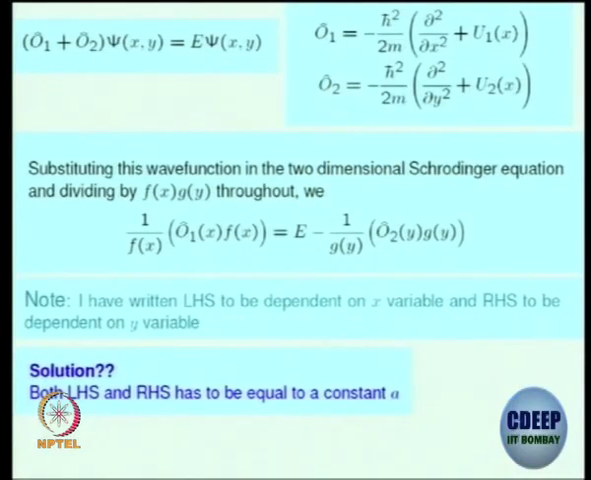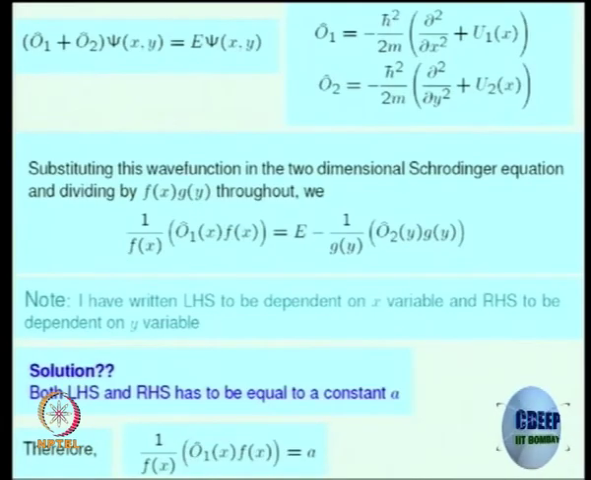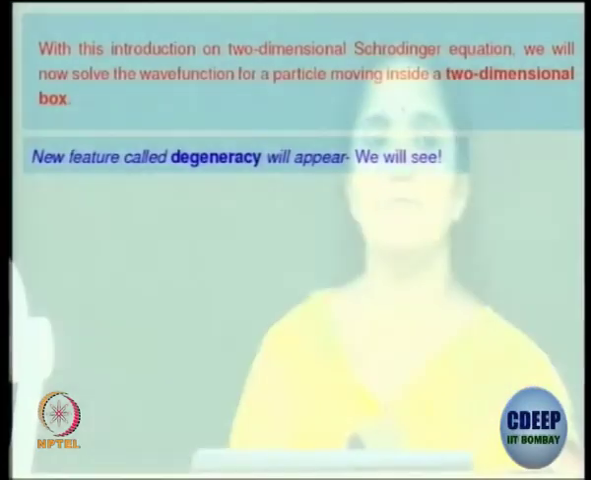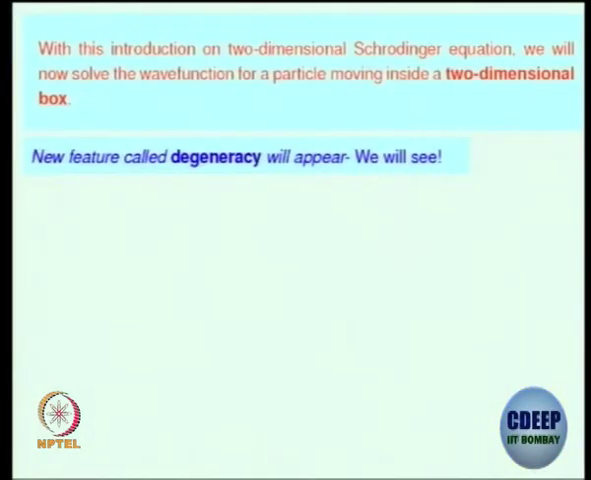Please check it. This is just for convenience: LHS is only dependent on x and RHS is dependent on y, and you can equate both of them to some constant a. Solve for the constant, which will again become a 1-dimensional differential equation, and solve for f of x, okay. Similarly, you can solve for g of y, which will be the second 1-dimensional differential equation. So, we will now solve for the wave function of a particle in a two-dimensional box.